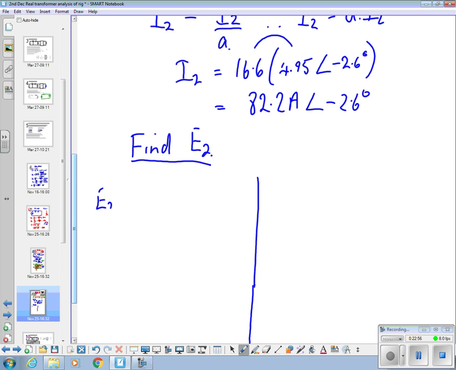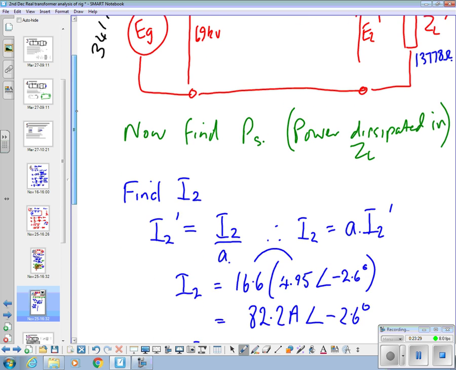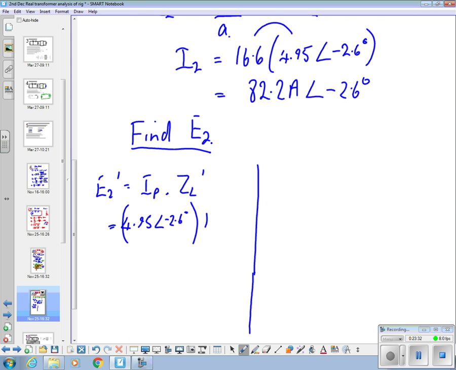So you can go E2 dash is equal to I, and that's the primary current, or you can call it I2 dash, doesn't make any difference, does it? Times ZL dash. So you can go down that route. That is 4.95 angle minus 2.6 times ZL dash is 13778, yeah? Okay, so do that multiplication, please. That's what E2 dash is, 68,201 volts at angle 2.6 degrees.